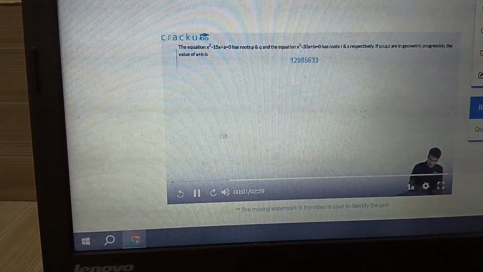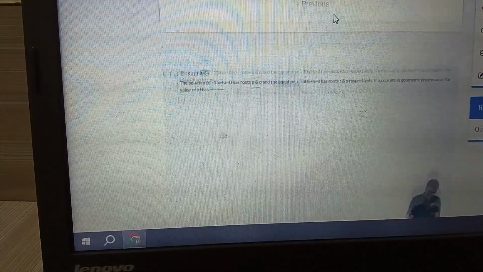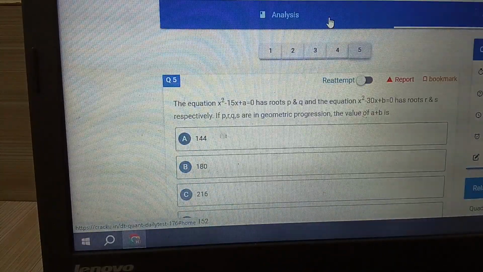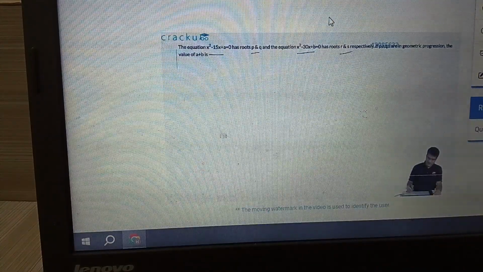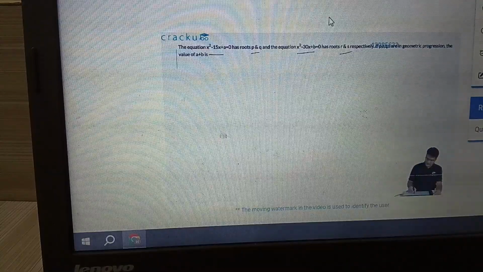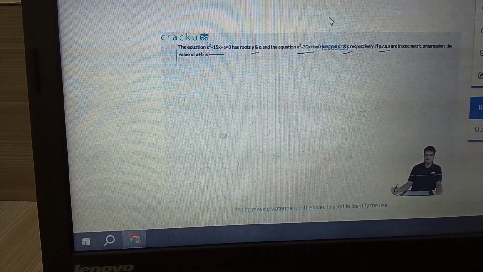In this question we are given a quadratic equation x squared minus 15x plus a is equal to 0 and it has two roots p and q. Similarly we have another quadratic equation x squared minus 30x plus b is equal to 0 and it has two roots r and s. What we are told is that p, r, q, s are in a geometric progression. We are required to find out the value of a plus b.